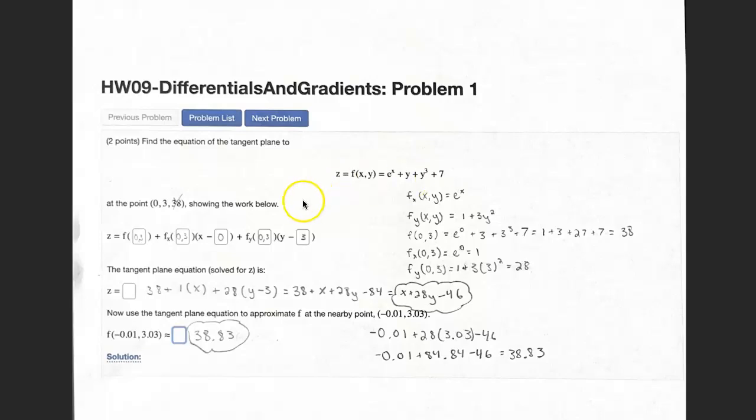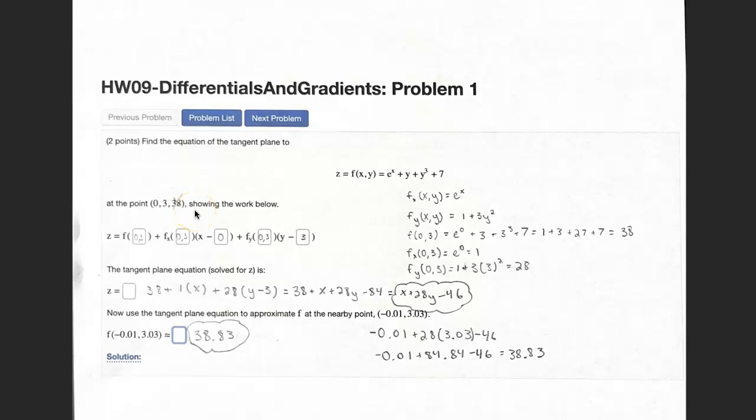The first thing I did, and I do this with every problem, is I read the whole thing through and come up with a plan for what I'm going to do. It's nice that this one walks you through it. First thing I did is I took notes on the problem a little bit. For example, it says at the point 0, 3, 38.